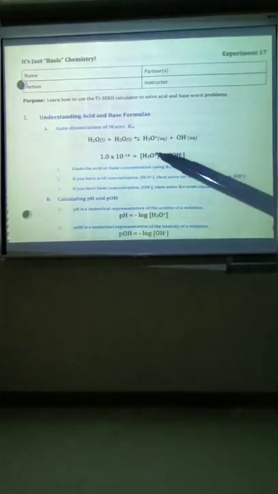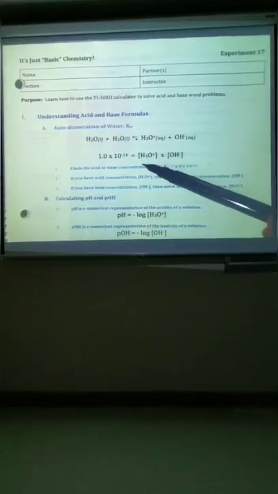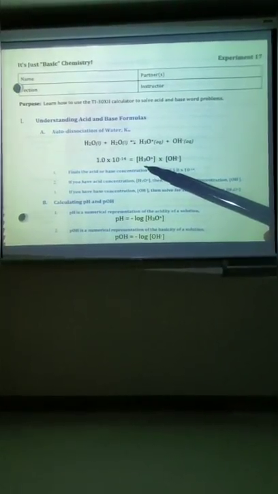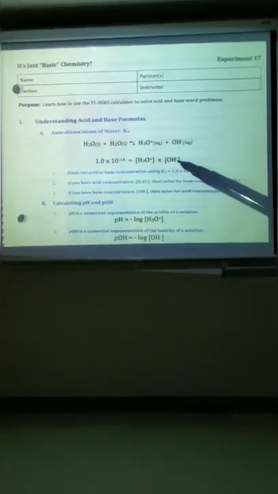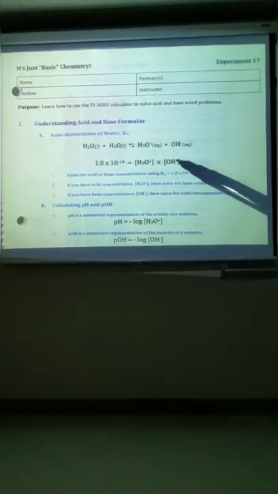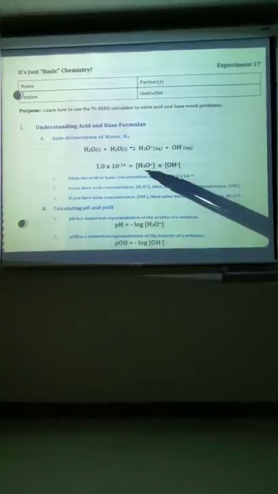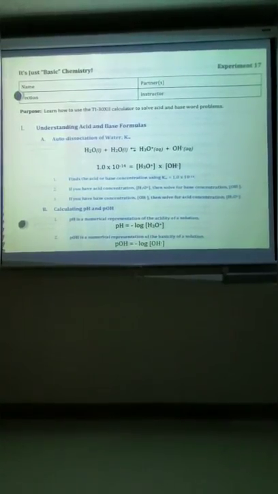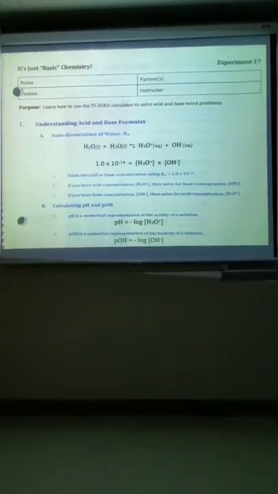So if we split that in half, we're basically saying that 1 times 10 to the negative 7 for hydronium, which is just a fancy version of acid and water, multiplied by hydroxide, which is also 1 times 10 to the negative 7. That equal amount of each is what we call neutral. That's why water is neutral with a pH of 7.